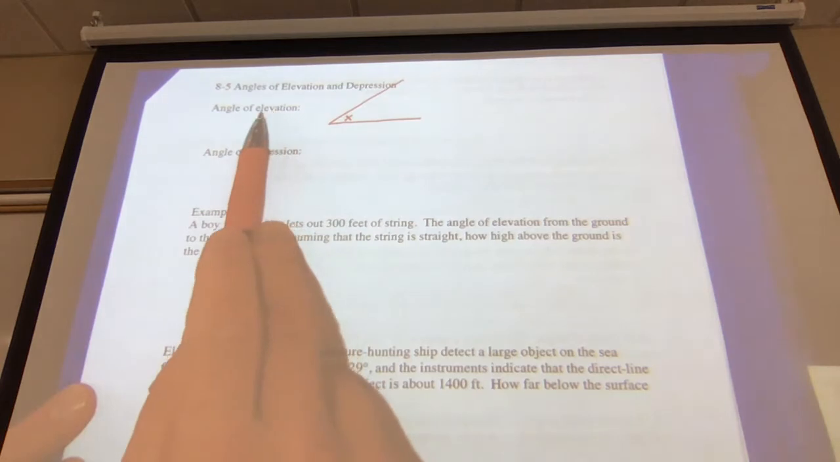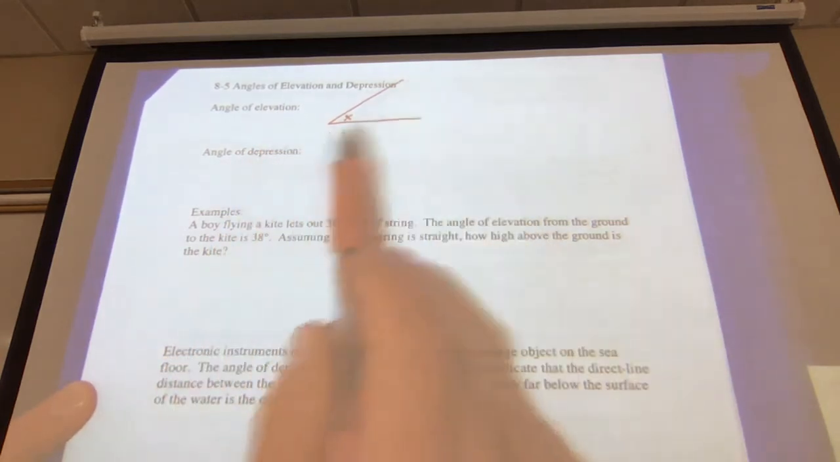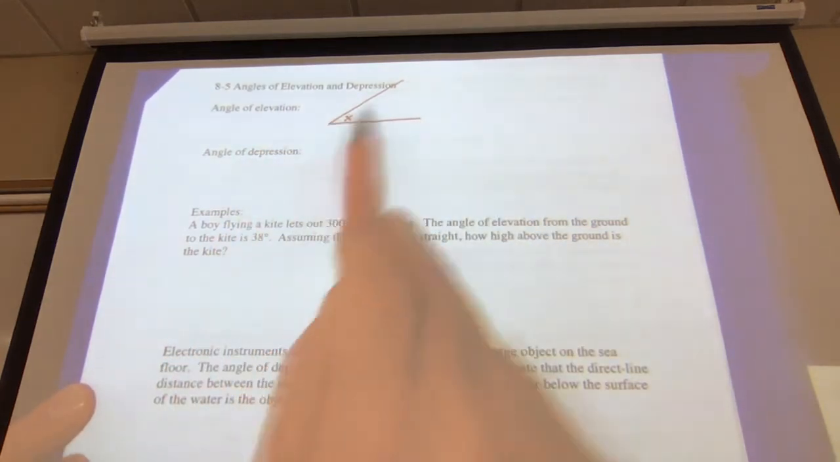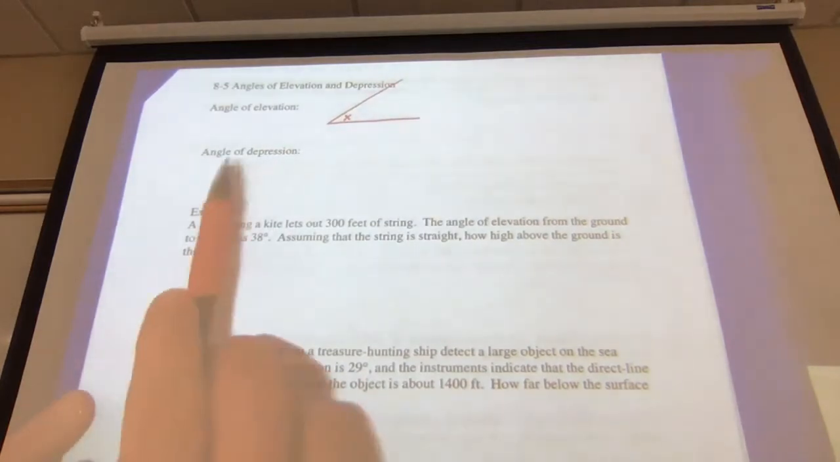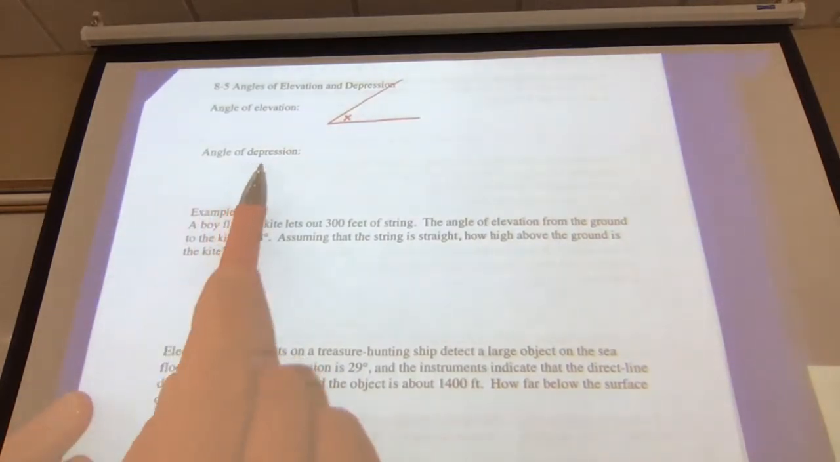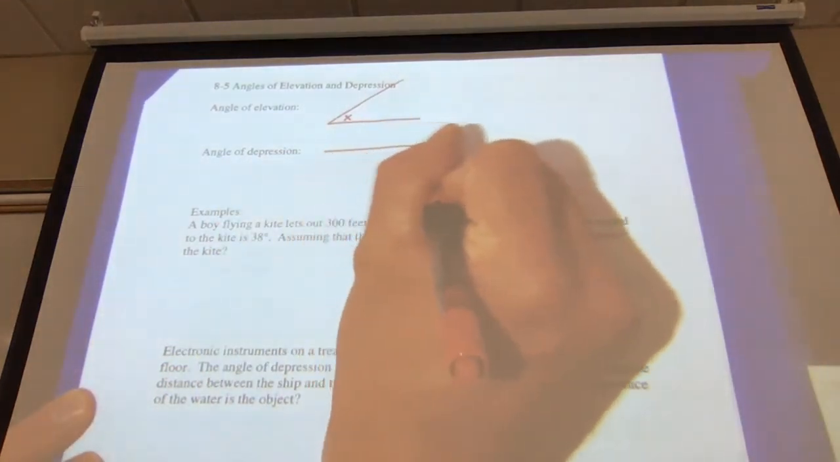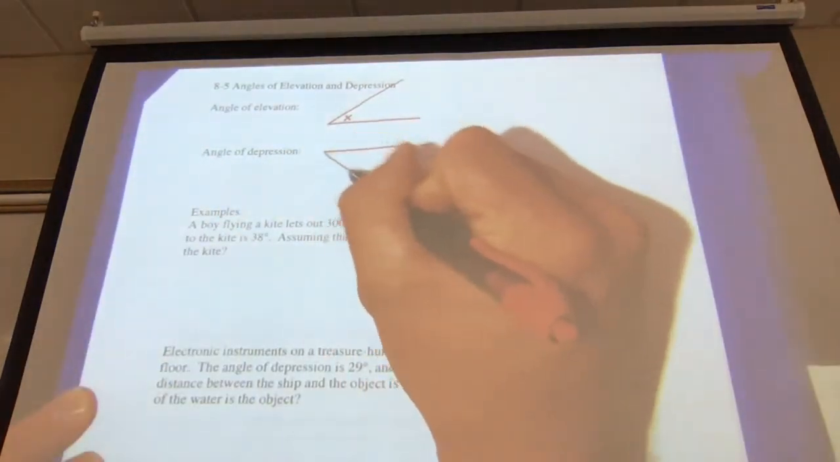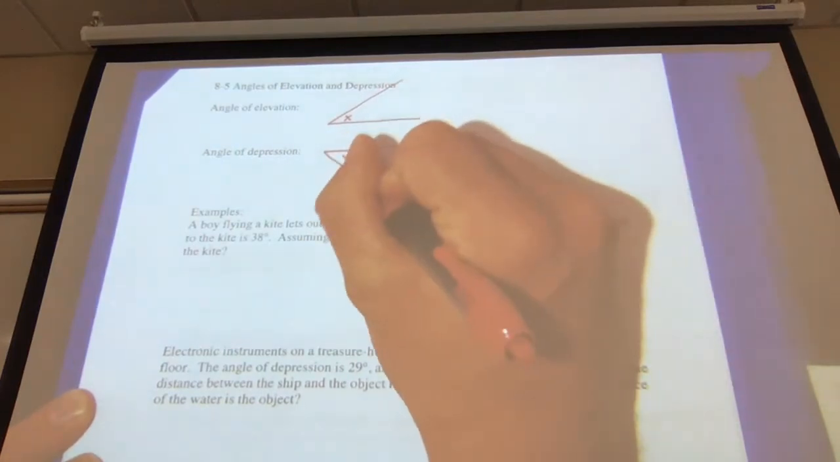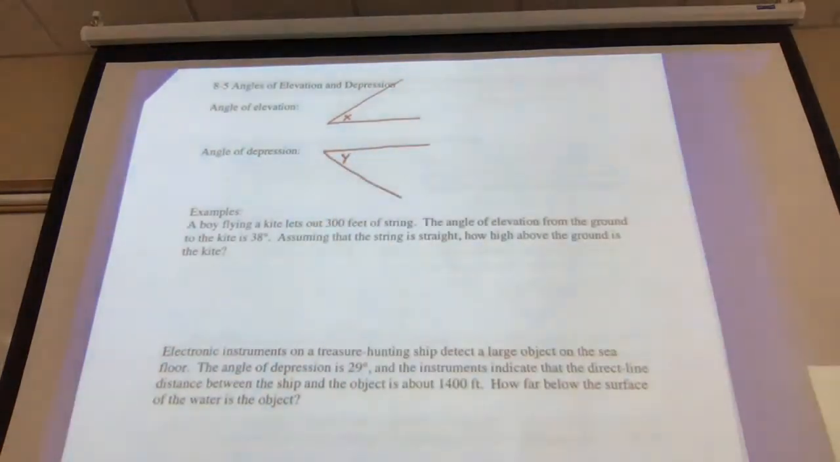And the easy way to remember that: elevation, if you elevate something, you're lifting it up. So from your horizontal line, you have a line that goes up. Angle of depression is going to do the opposite. If you depress something, you put it down. So from a horizontal line, an angle of depression is going to go down. Y would be an angle of depression.